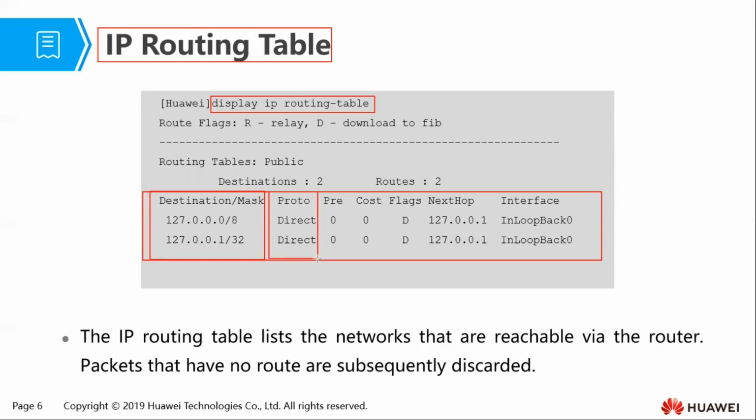So how did we learn about this route? We're going to see the different ways in which we can learn. Then each protocol is associated with a certain value called the preference. We're also going to see the different preferences for each protocol. The lower the preference value, the higher the preference for this particular protocol.